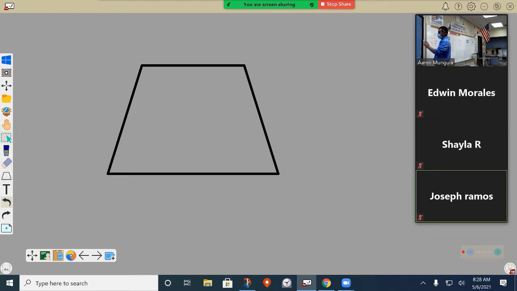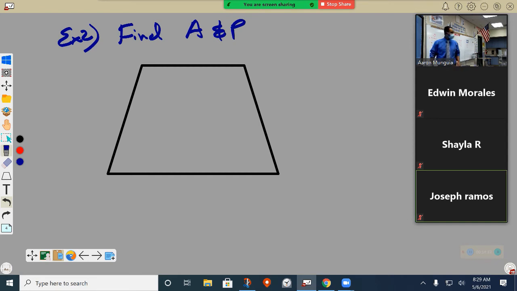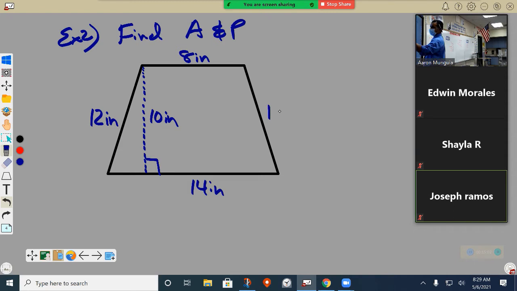And here we go. All right, so here's example 2. Let's find area and perimeter. I'm just putting A and P, just to save me getting a hand cramp. Go ahead and copy that down. So we got a trapezoid.